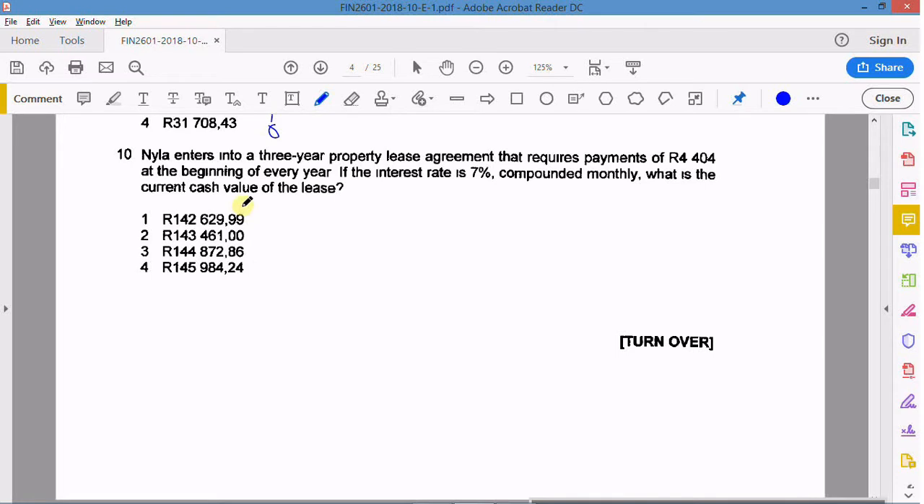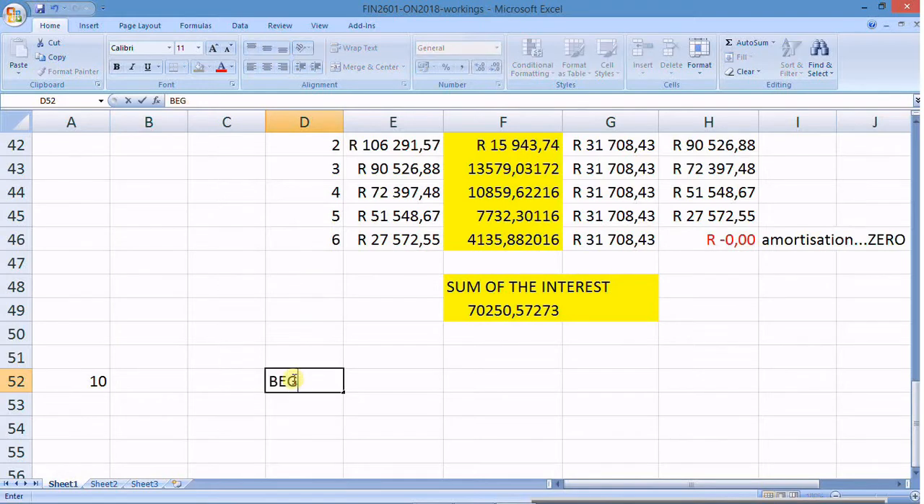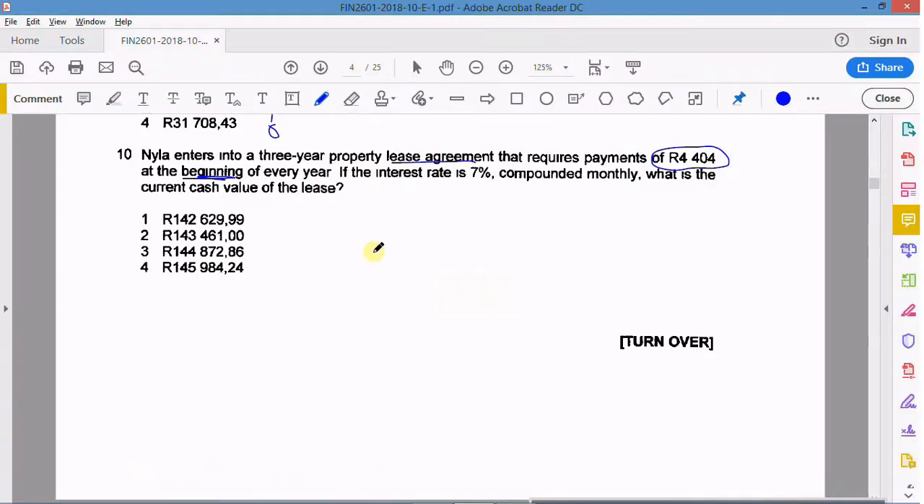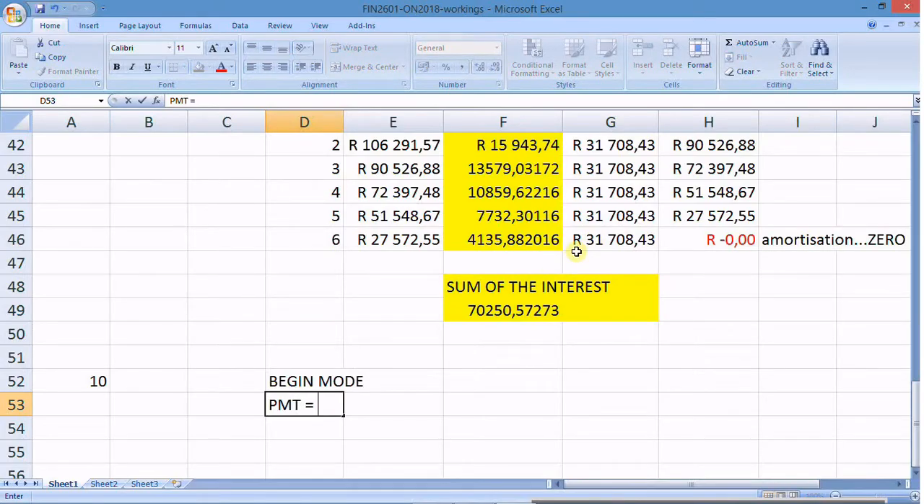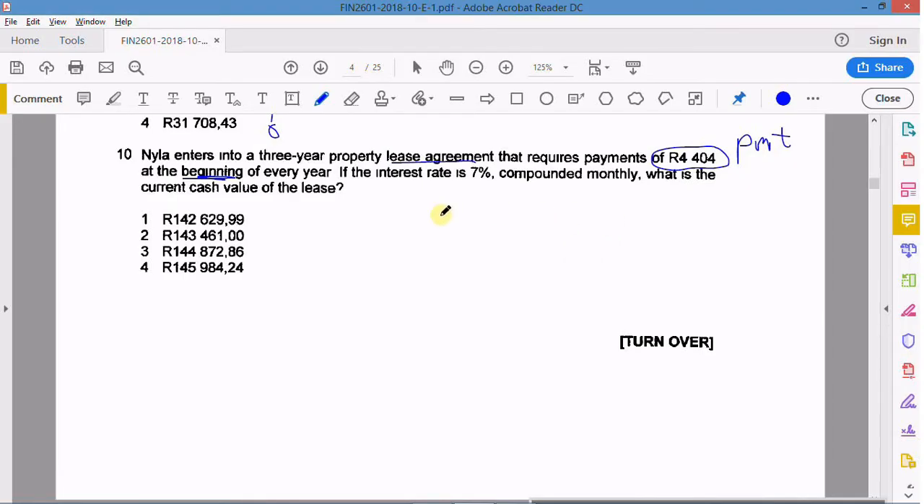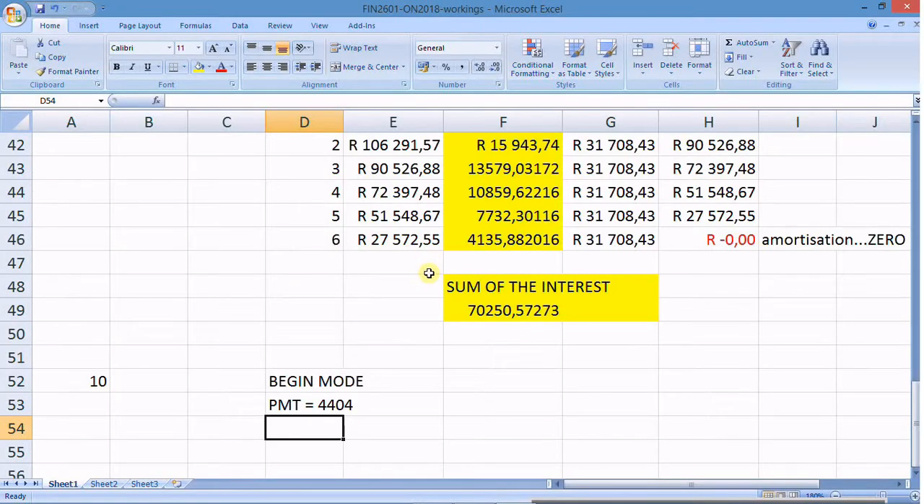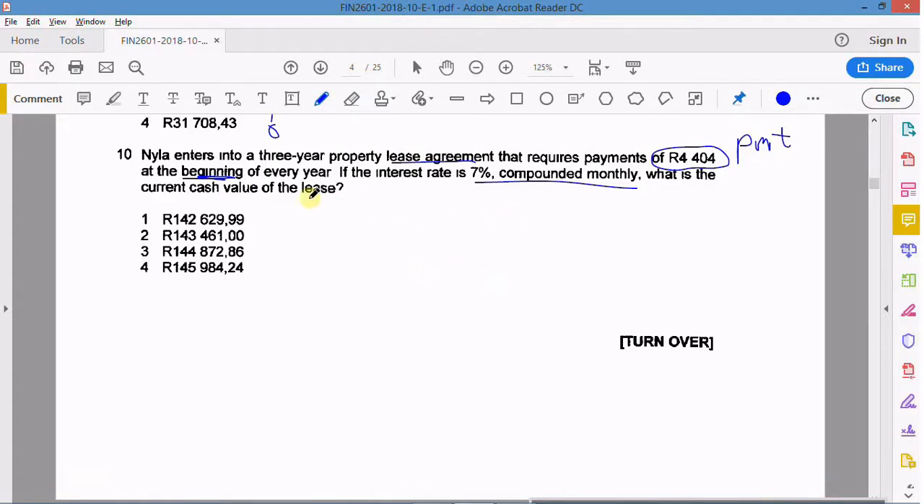Okay, Nyla enters into a 3-year property lease agreement that requires payments of that at the beginning. That's important. Yeah. Begin mode. This is the first one where we need to change the mode. Okay, that's the payment, PMT. If the interest rate is 7% compounded monthly, so that's divided by 12? Yeah, so I12 is 7% divided by 12. What is the current cash value of the lease? So they want to work out the PV.